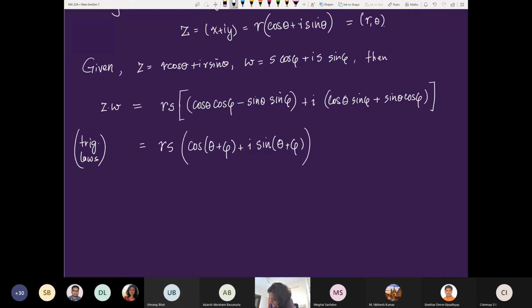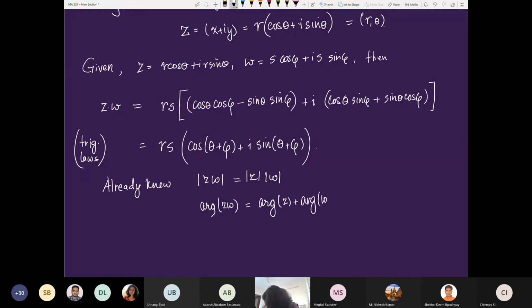Okay. So what this is telling us, so we already knew that the modulus of the product is the product of the modulus, but now we are also saying that the argument of the product is the sum of the arguments. Okay. So this is giving us some sort of a visual handle on what multiplication really is doing.